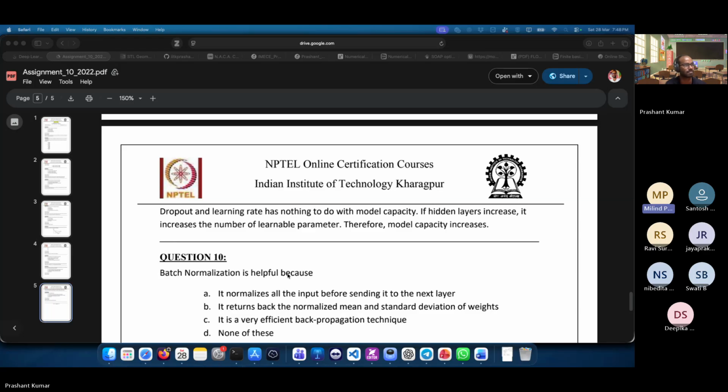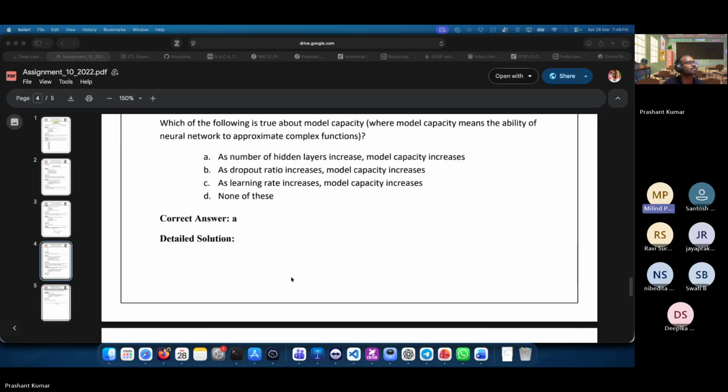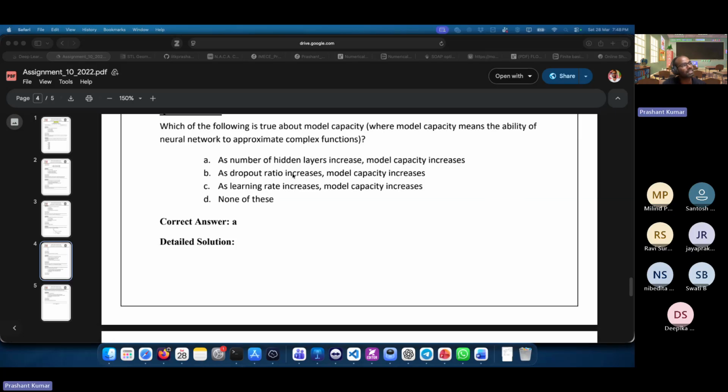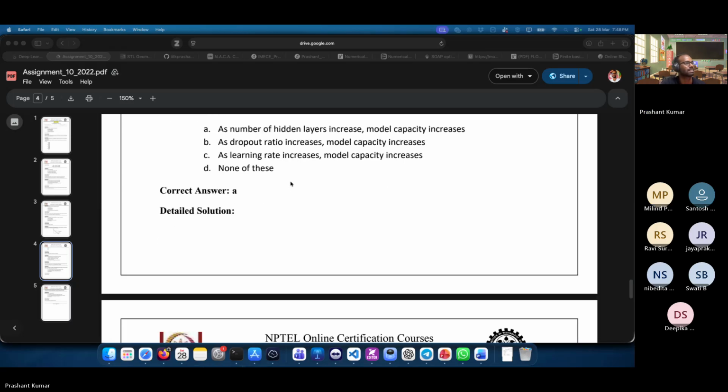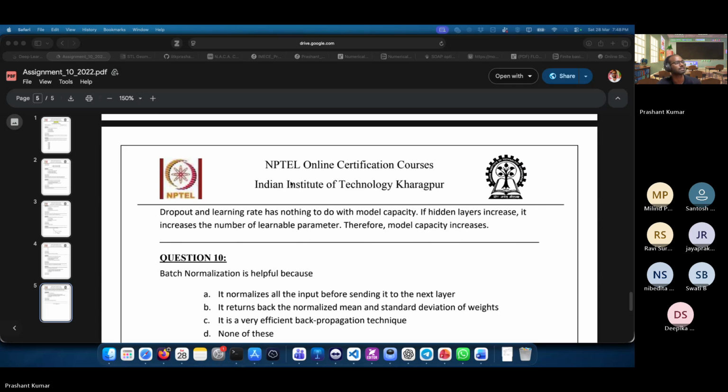But dropout also increases the capacity, right? No. The question is about dropout ratio, you don't know how much dropout ratio is the correct one. So option A should be correct.